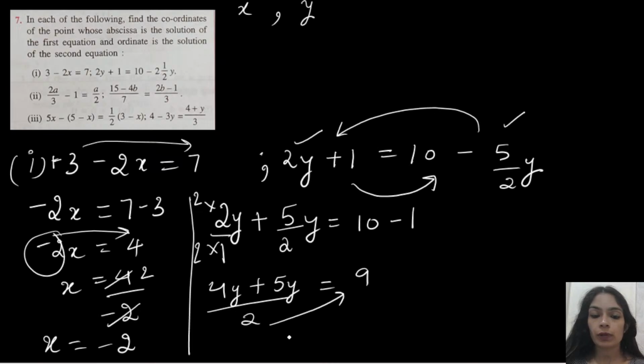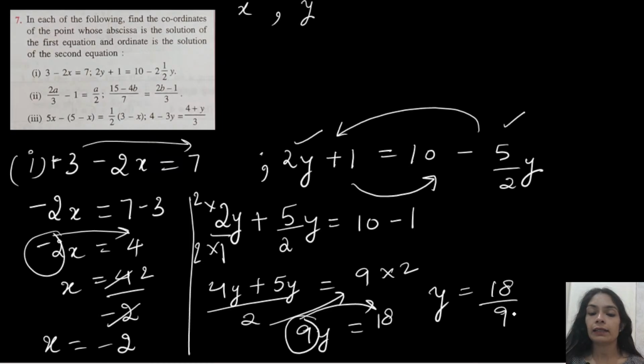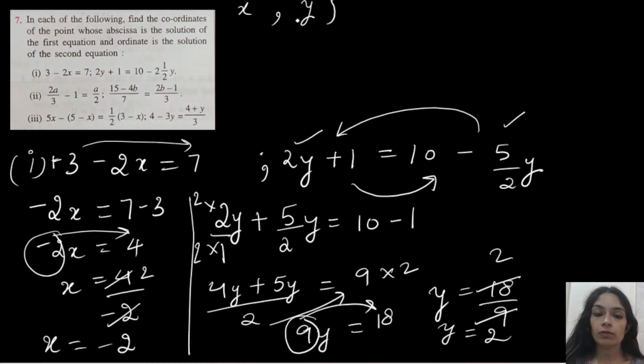This 2 let's shift to the other side. 4y plus 5y we can add. 9y is equal to, this 2 here is getting divided, so when we shift it to the other side, it will get multiplied. So 9 into 2 is 18. Now we have to find the value of y. So 9 will shift to the other side. So y is equal to 18 divided by 9. So y is equal to 2. So for the first one, we found the values of x and y. X is equal to negative 2. Y is equal to 2.